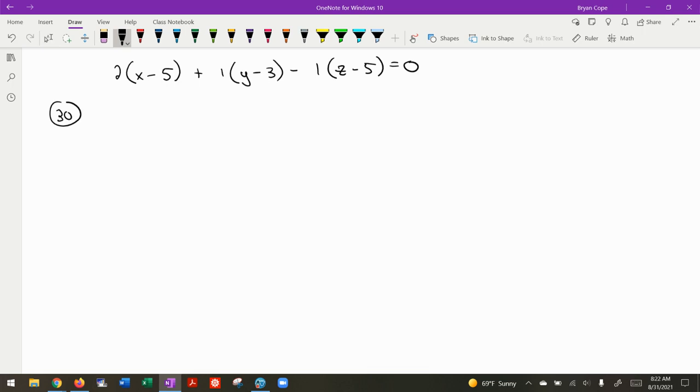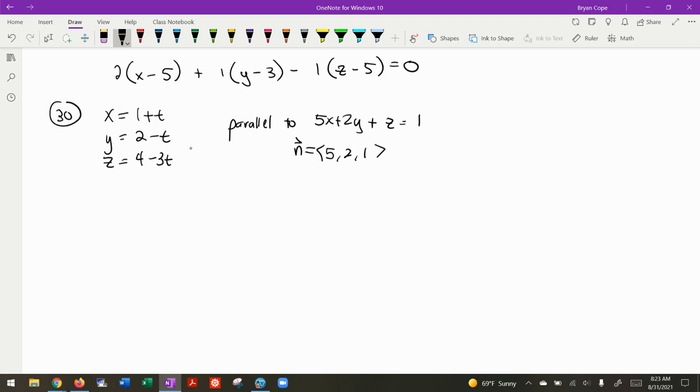Okay, the plane that contains the line x equals 1 plus t, y equals 2 minus t, z equals 4 minus 3t, and is parallel to the plane 5x plus 2y plus z equals 1. So the normal vector here is 5, 2, 1, which means our normal vector will also be 5, 2, 1.